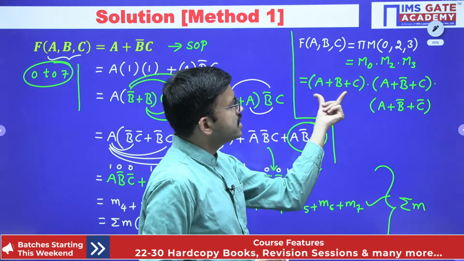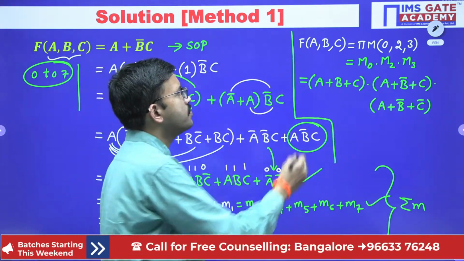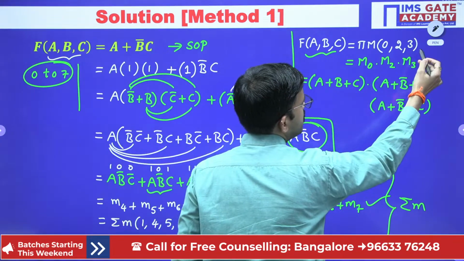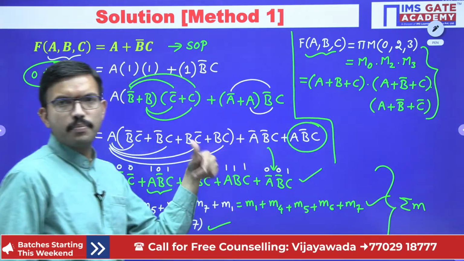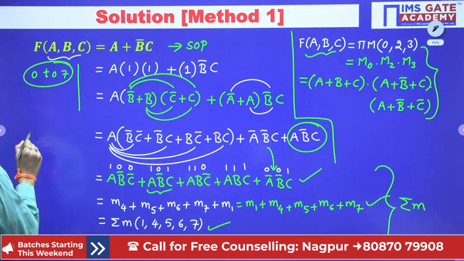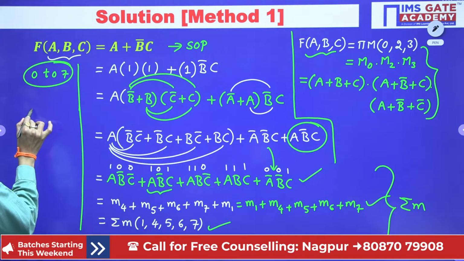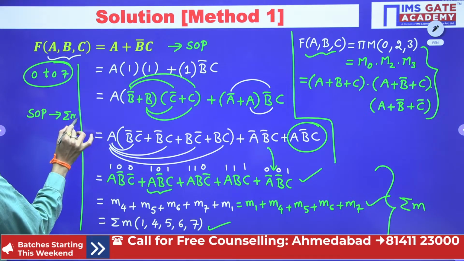Now you can observe in each and every logical OR term you are getting 3 literals, and it is same as the number of given variables, right? So these three are the representation of pi capital M, or product of max terms. In this way, if you are having SOP, you can get sigma m.